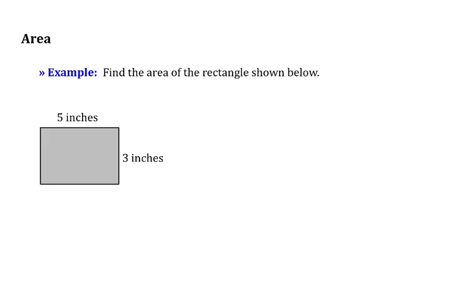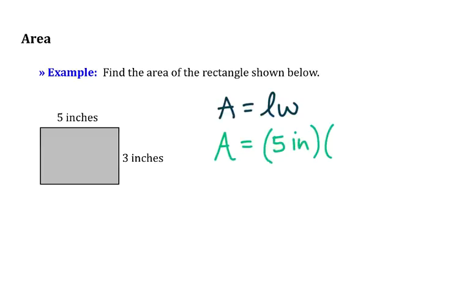Our first example asks us to find the area of the rectangle shown below, where the length is 5 inches and the width is 3 inches. So we saw a moment ago that in general the formula for the area of a rectangle is length times width. So for our example in particular here, we're going to be multiplying the length of 5 inches by the width of 3 inches. So 5 inches times 3 inches will give us an area of 15 inches squared. So that's how many square inches it would take to cover the shape I've shown at left.